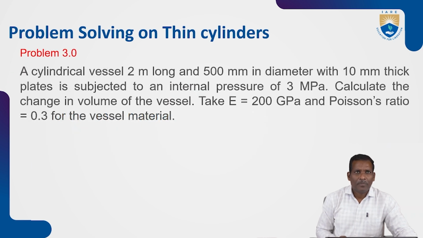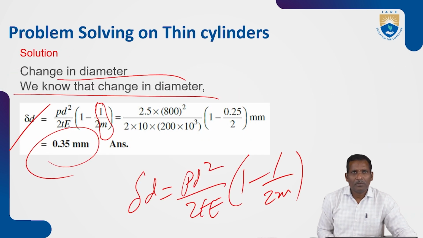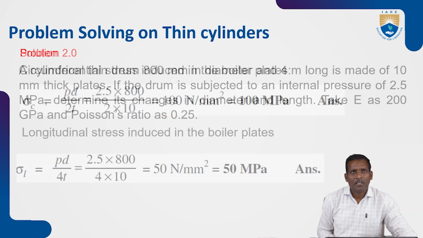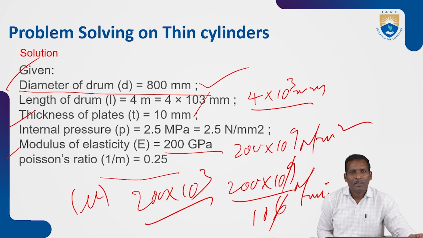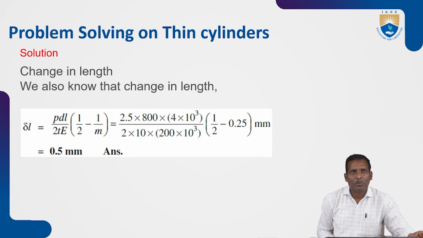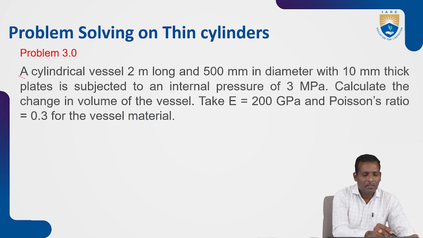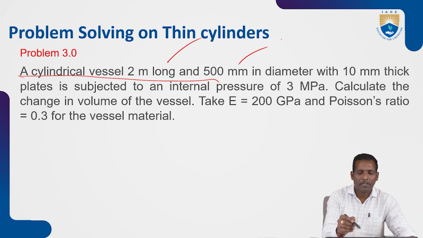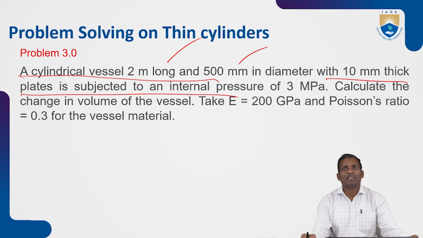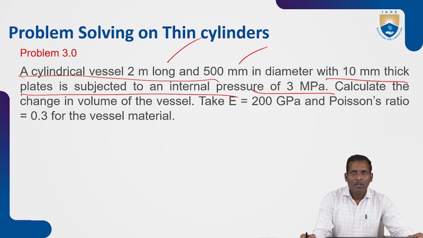So problem 3, in the previous first problem, direct problem, formula substitution. And then the second one is, he has asked indirectly the changes in diameter and changes in length. And third problem, a cylindrical vessel, 2 meters long and 500 mm diameter. So length given and diameter also given. And thickness also given. The thickness of plate is 10 mm, is subjected to an internal pressure of 3 megapascal. So calculate the change in volume of the vessel.